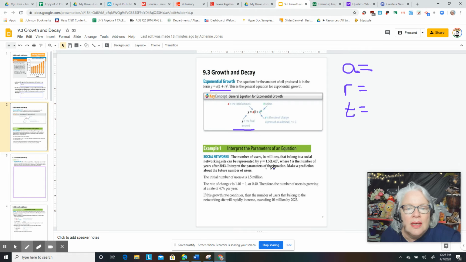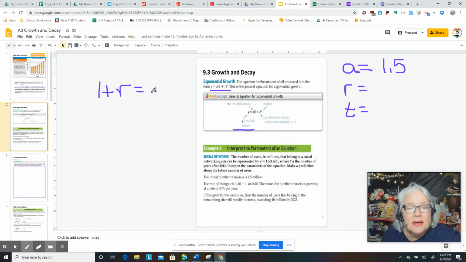What do we got? So the first number is 1.5. That's in the A spot. We are starting with 1.5 million users, initial users. The 1.40, what you need to remember is that is 1 plus R.